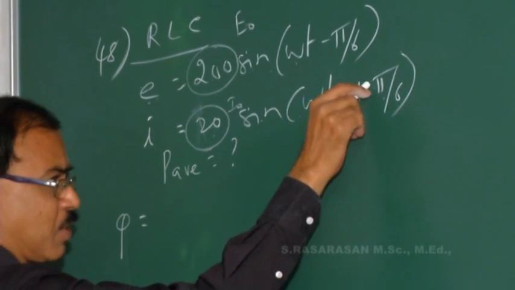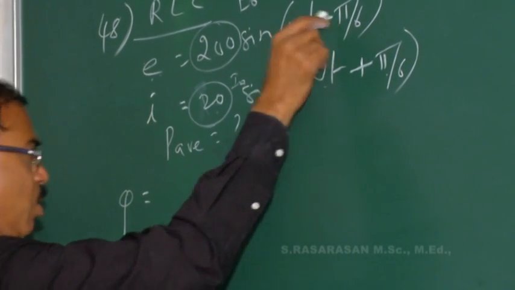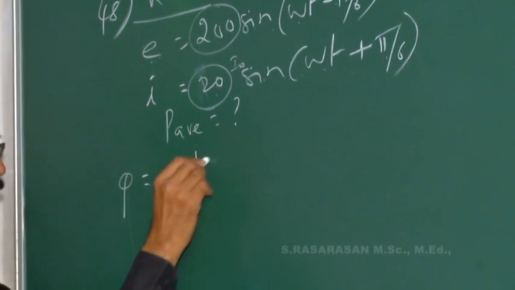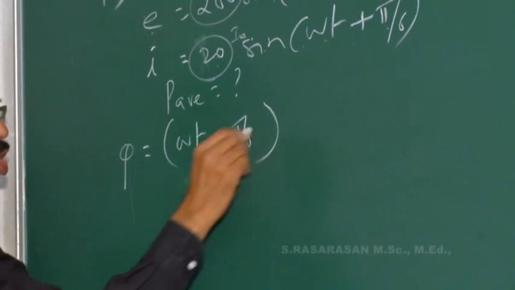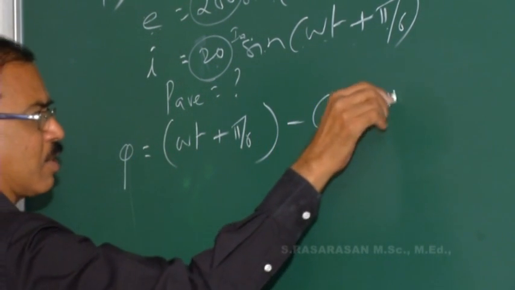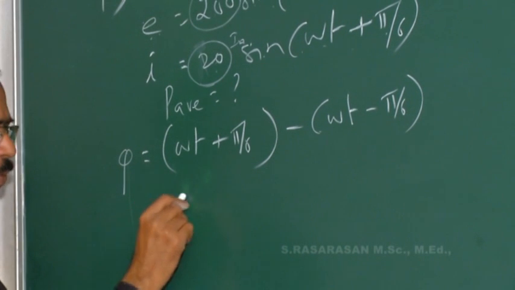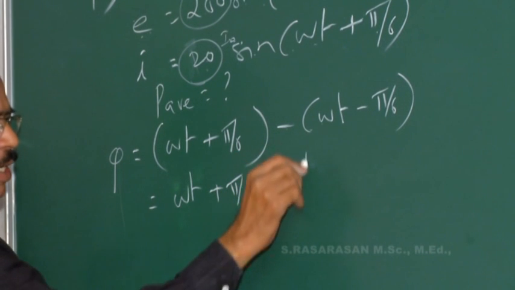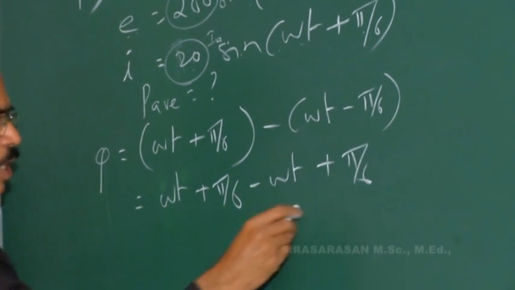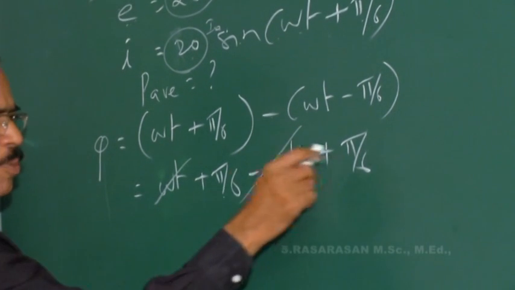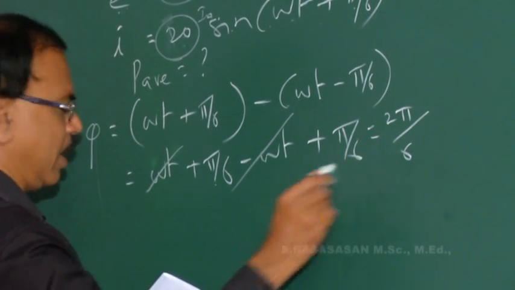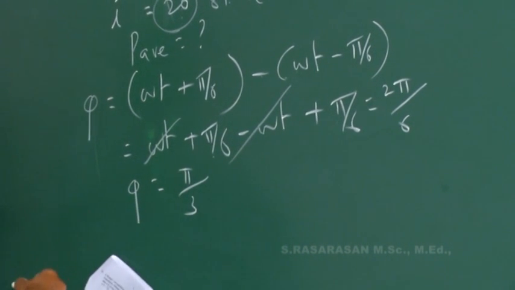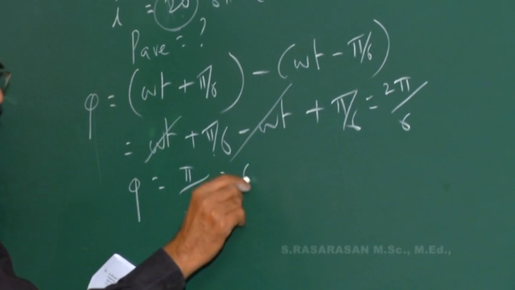Here it is omega t plus, here it is omega t minus. So in the current there is a plus, in the EMF there is a minus. So we subtract omega t minus pi by 6 from omega t plus pi by 6: omega t plus pi by 6 minus omega t plus pi by 6, omega t cancels, pi by 6 plus pi by 6 is 2 pi by 6, that is phi is equal to pi by 3, 180 by 3, 60 degree.